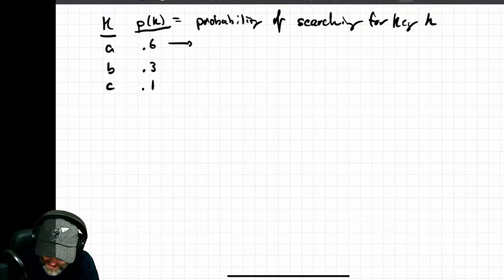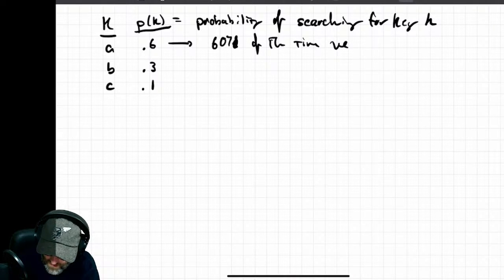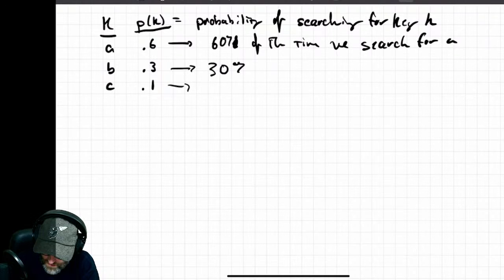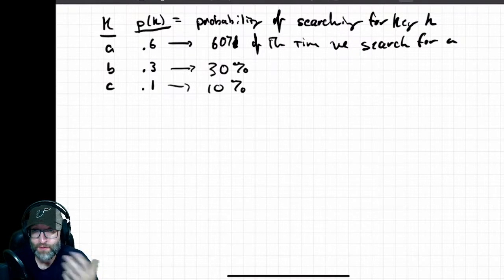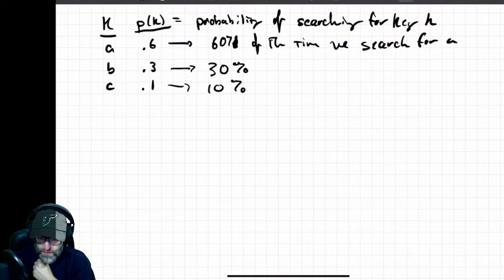Now the interpretation here is that 60% of the time we search for A, right? 30% of the time we search for B. And only 10% of the time we search for C. Right? So some searches are more common than others.